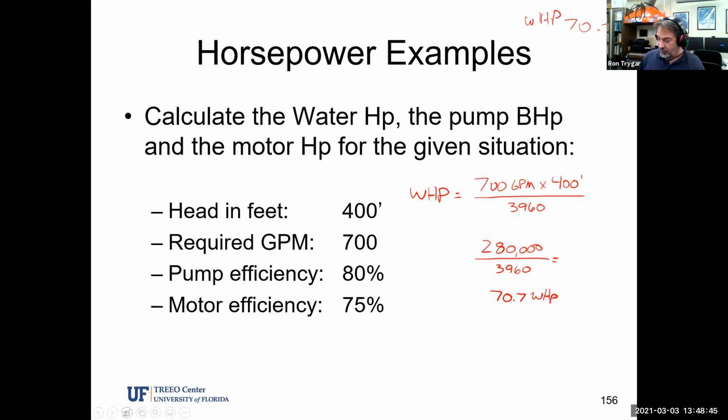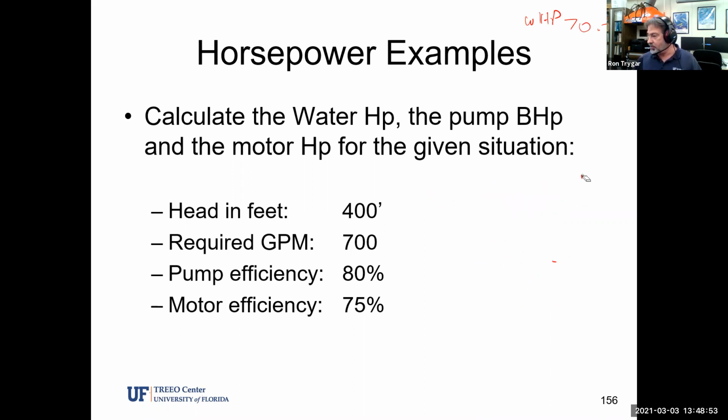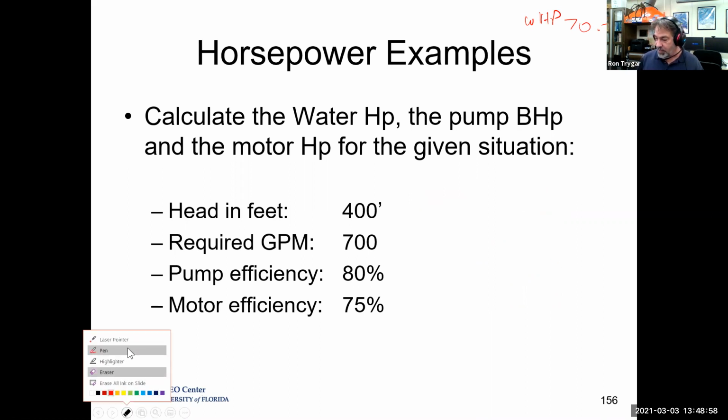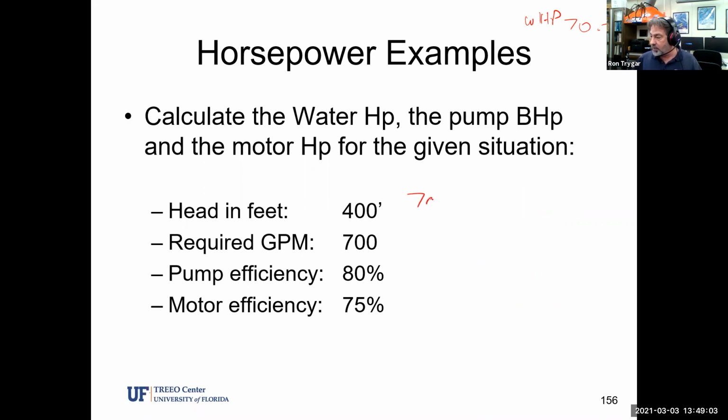All right, so let's erase this so we have some room to work. We've got that part done. The next thing we're going to do is the brake horsepower. The question is asking us to do three different horsepowers. So brake horsepower is going to be the required GPM, 700 gallons per minute. This is almost the same as what we just had written up here. I just erased it. And that's going to be divided by 3960, but the 3960 has to be multiplied by the pump efficiency as a decimal.